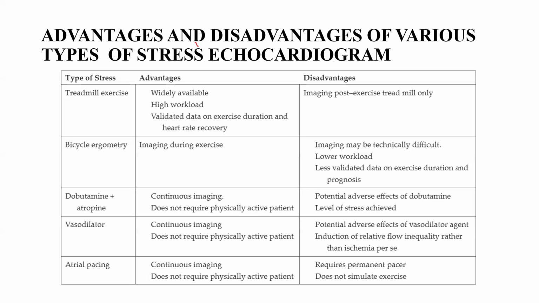The dobutamine too, you can do continuous imaging, and the other benefit is that it doesn't require physically active patients. So for patients who cannot do stress tests because of physical limitation being their contraindication, then you can do dobutamine. Okay, the level of stress achieved may not be adequate compared to that of treadmill. That's the disadvantage. And dobutamine too can give you side effects. Okay, now for the vasodilator agents, they are mainly to assess more of flow inequality and not necessarily ischemia per se. And for those with pacemakers you can pace to stimulate the increased demand.